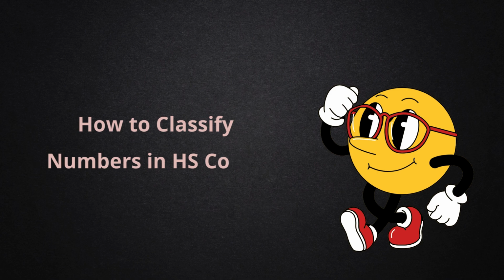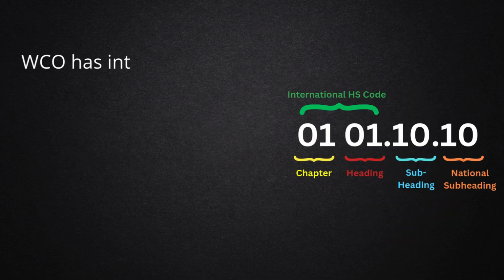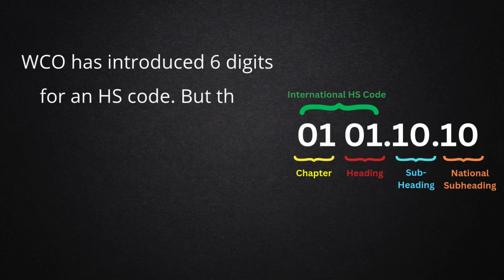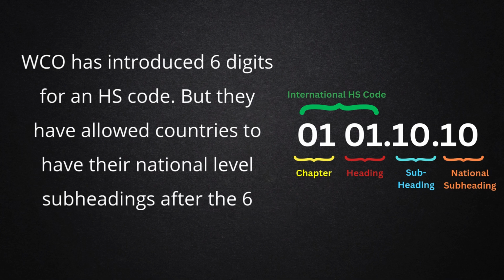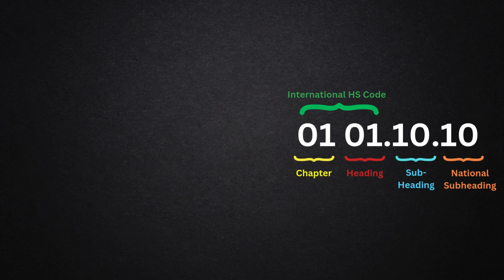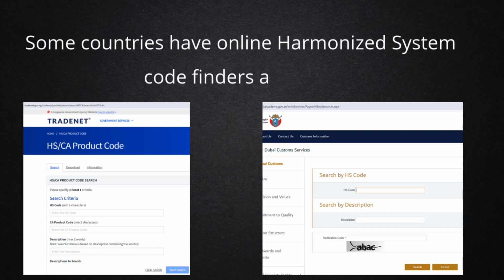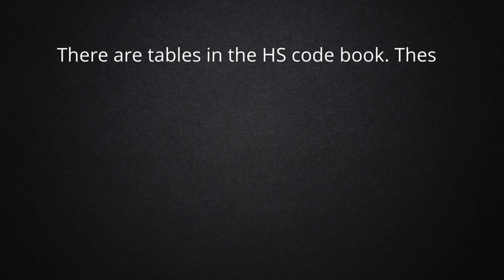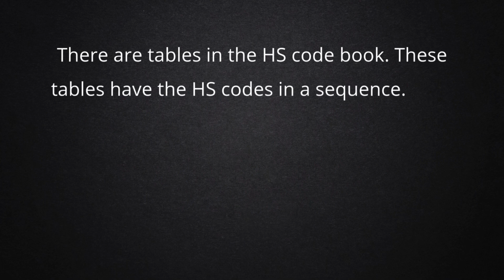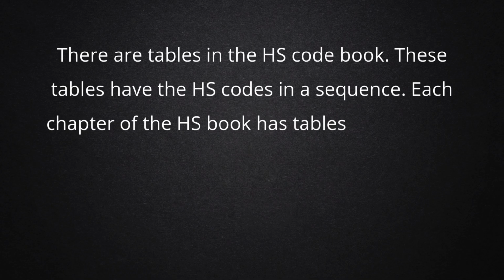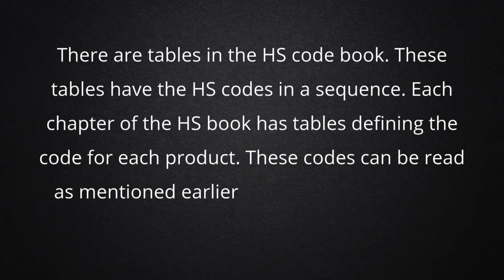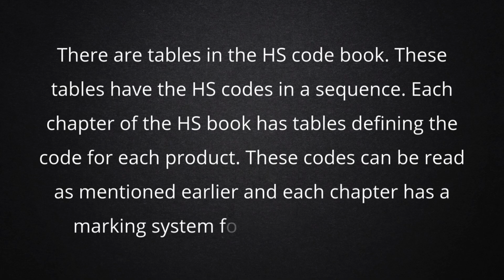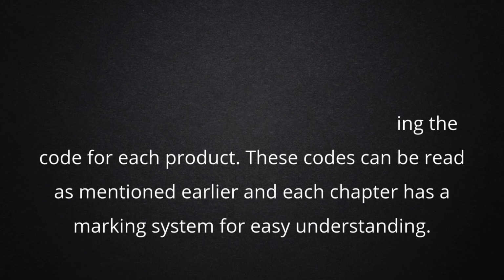So, how to classify numbers in HS code? WCO has introduced 6 digits for an HS code, but they have allowed countries to have their national level subheadings after the 6 digits. Some countries have online harmonized system code finders as below. There are tables in the HS codebook. These tables have the HS codes in a sequence. Each chapter of the HS book has tables defining the code for each product. These codes can be read as mentioned earlier, and each chapter has a marking system for easy understanding.